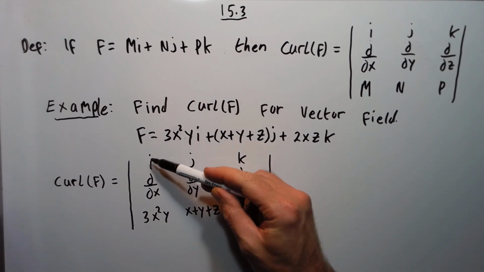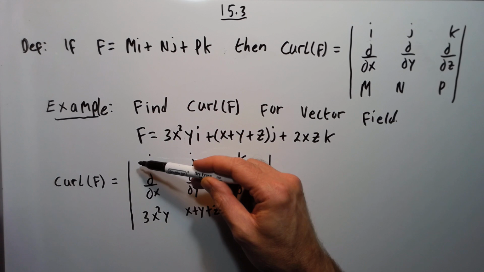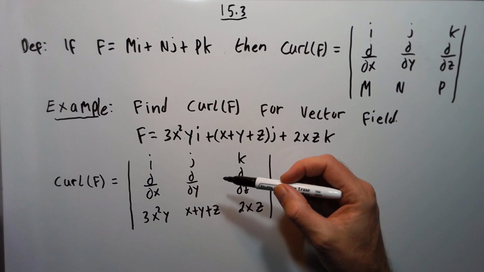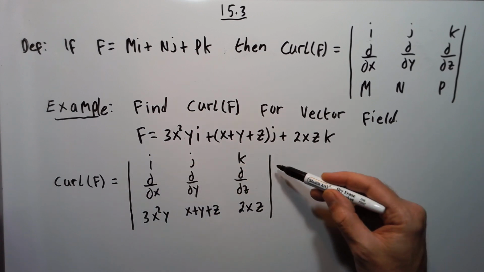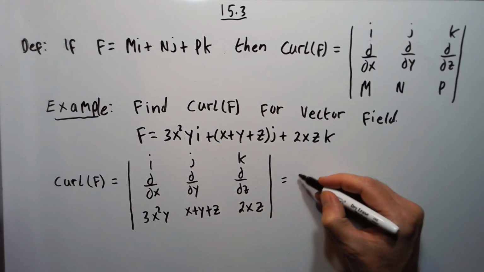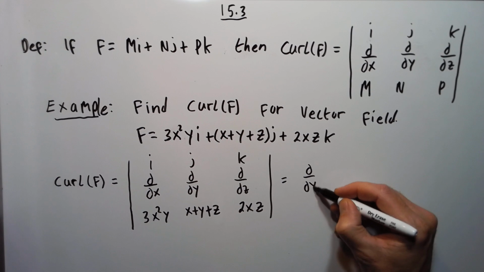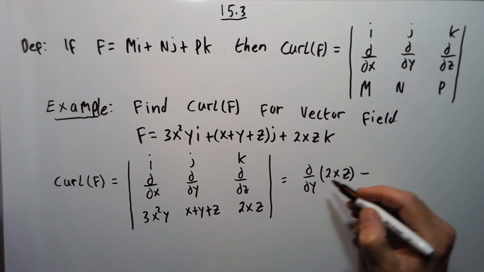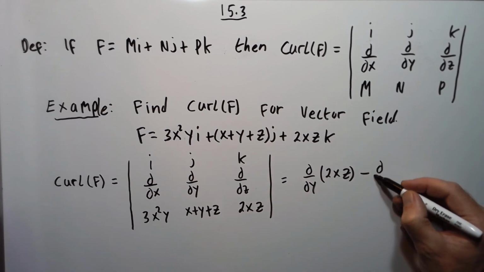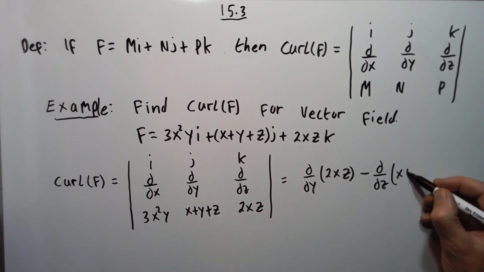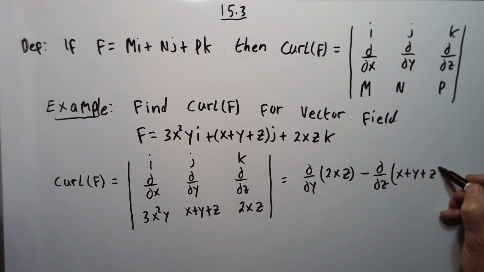So you take away the i column and i row to give you the i component. So taking this away and that away, covering this and this, it's going to be partial y acting on 2xz minus partial z acting on x plus y plus z. That will be in the i direction.